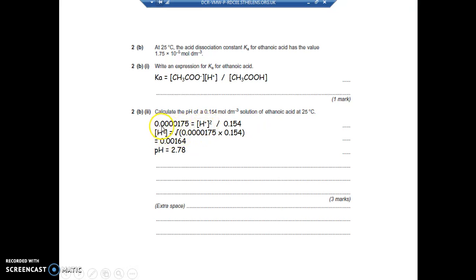So H plus squared is 0.000175 multiplied by 0.154. And I've missed out a step here. If I square root it, I end up with H plus is the square root of those two things, and it equals 0.00164. To turn H plus into pH, I take minus log to the base 10 of that, and it will come out as 2.78, which seems to be a reasonable pH for ethanoic acid.